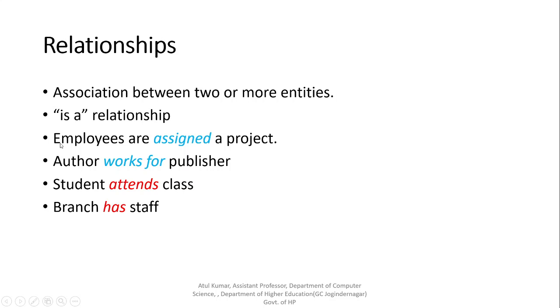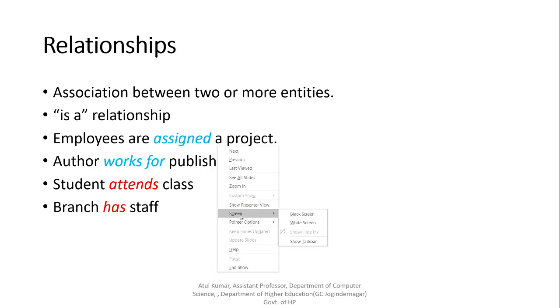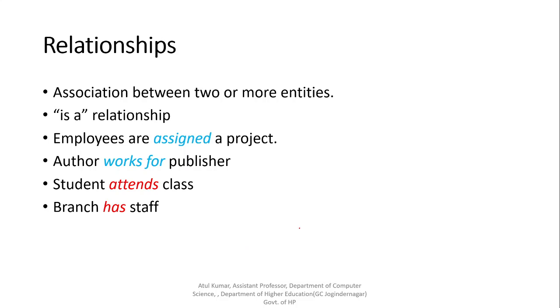For example, employees are assigned a project. So here assigned is called an association between employee and project. Assigned is the relationship between employees and a project. Author works for publisher. So works for is a relationship between author and publisher. Similarly, student attends classes. So attends is a relationship between student and class. Branch has staff. So has is the relationship between branch and staff.